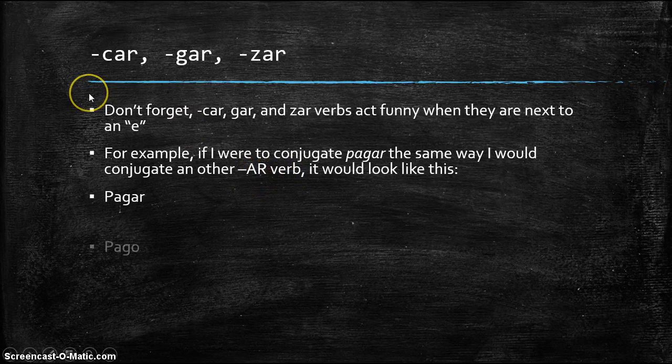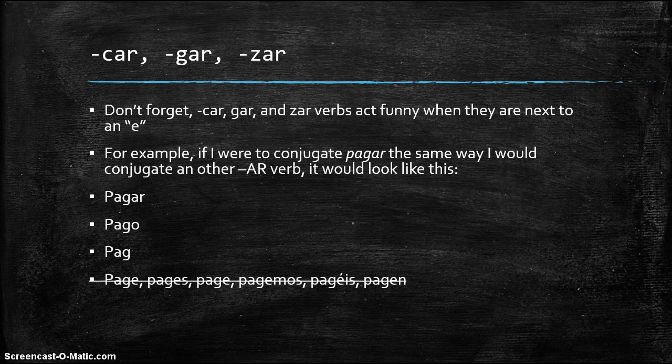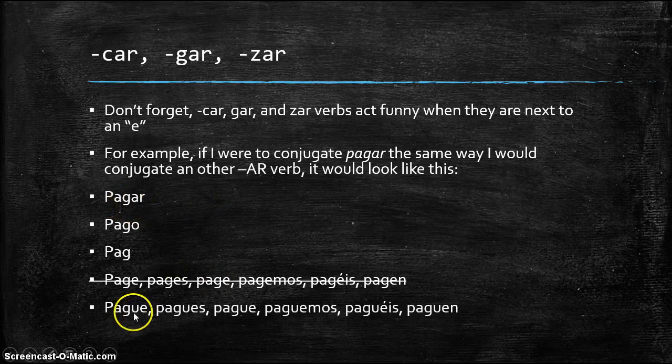I take pagar, the indicative yo form, drop the o, and then I would add the opposite endings. And because it's an AR verb, I would add e, es, e, emos, éis, and en. Unfortunately, the way this sounds, the ge would make an H sound, like paje, pajes, paje. And the original infinitive makes a G sound, pagar. So what we do is we take the G and make it a GU. Pague, pagues, pague, paguemos, paguéis, paguen.